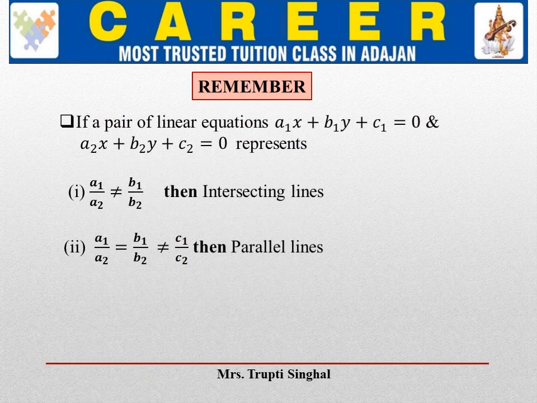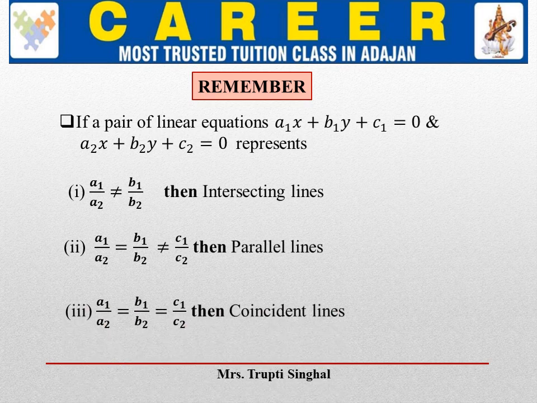This is an important part of the chapter. How can we say, before we draw a graph, whether the lines will be intersecting lines, parallel lines, or coincident lines? We can check first, if we have the pair of equations in general form a1x plus b1y plus c1 equals 0 and a2x plus b2y plus c2 equals 0. If a1 upon a2 is not equal to b1 upon b2, then they are intersecting lines.